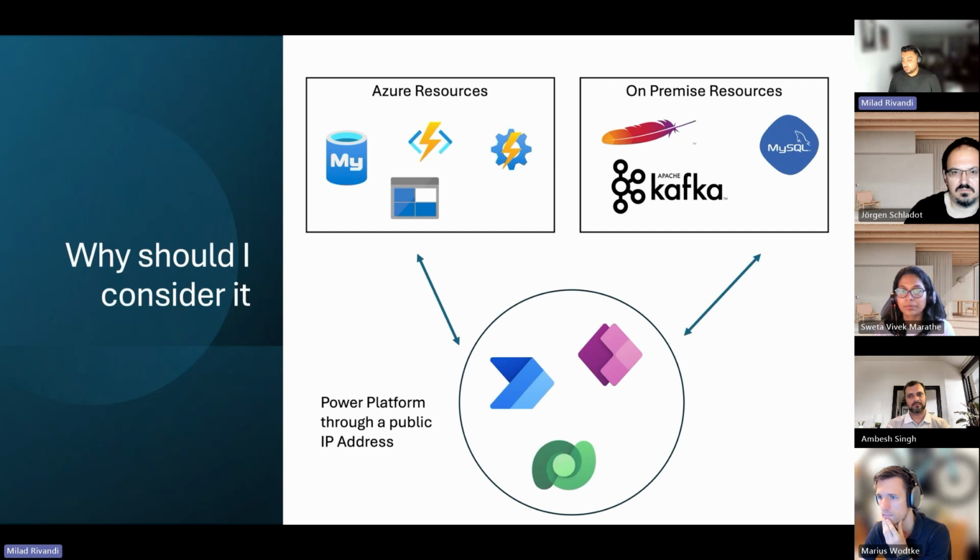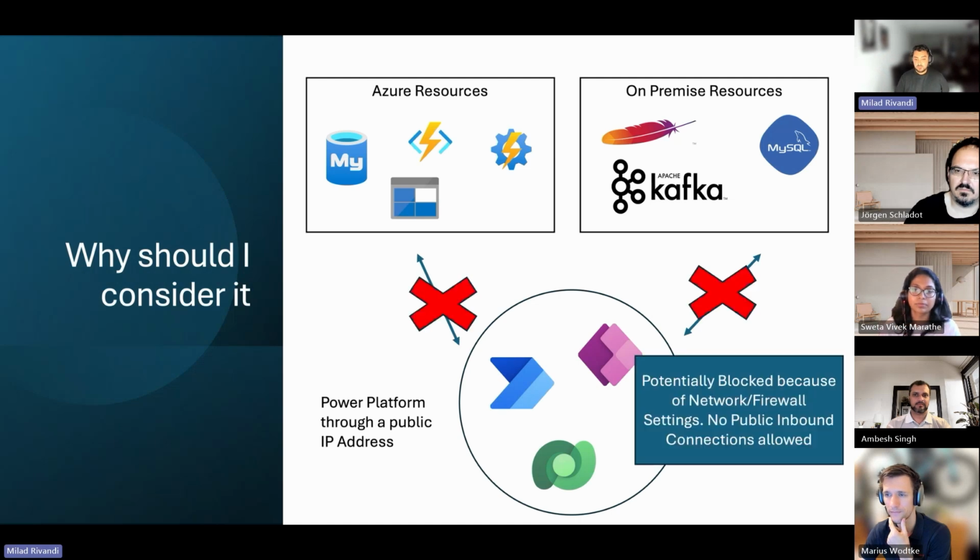Kafka, or you run an Apache web server with your own APIs. And normally the Power Platform would access those services through a connector through a public IP address. And of course, at some companies or maybe also in your organization, it is blocked due to network and firewall settings, because no public inbound connections is allowed. This is something which I also experienced in the past, so that we couldn't establish a connection to those resources because of those settings.